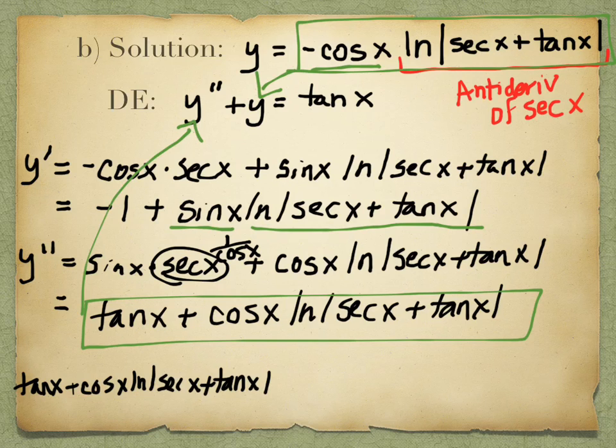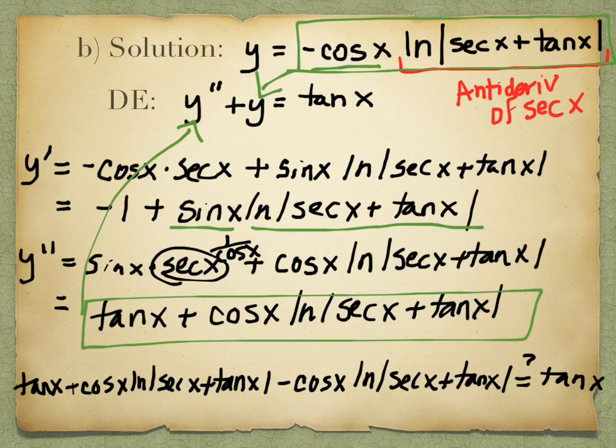And then I've got plus y, and y is actually a negative cosine of x, natural log of secant of x plus tangent of x. And I want to show that this is equal to tangent x. And it will be, because what happens on the left-hand side? Yeah, these two add together to be 0, because they're equivalent and opposite signs, which means I do in fact have tangent x on the left. I have tangent x on the right. So I can check that off as being verified.